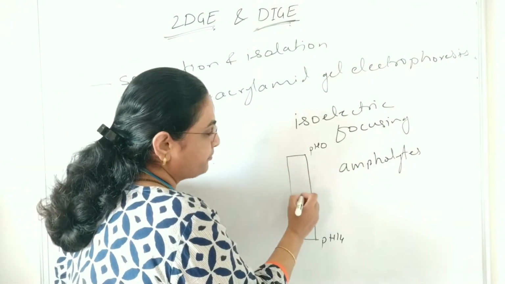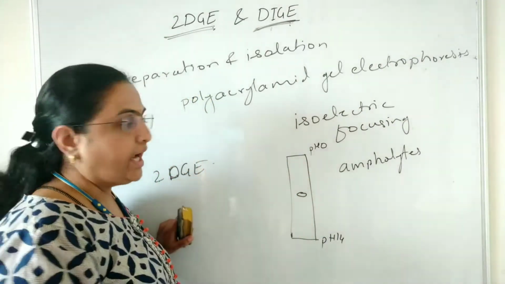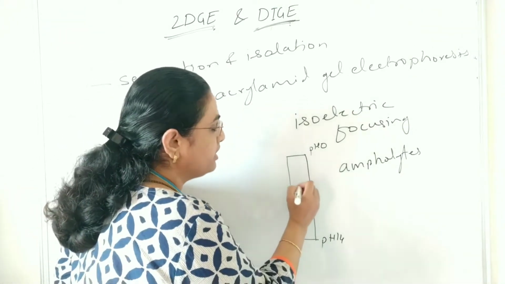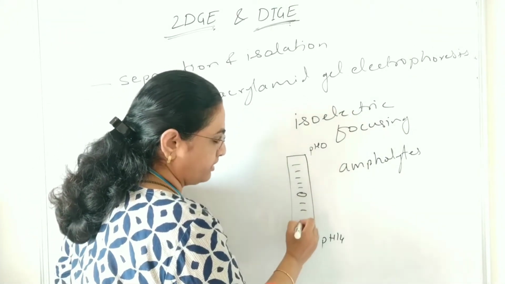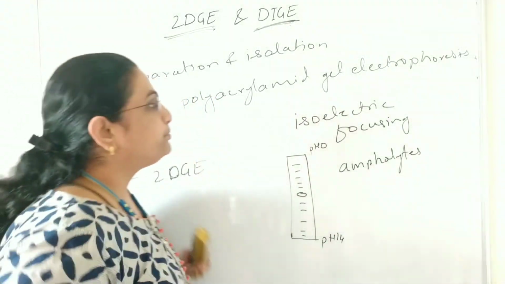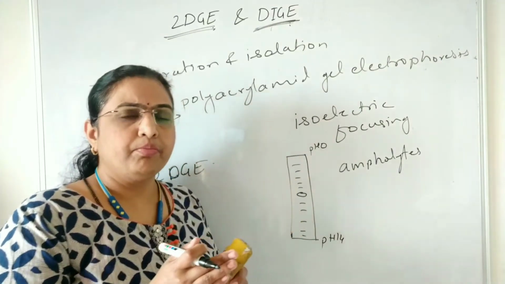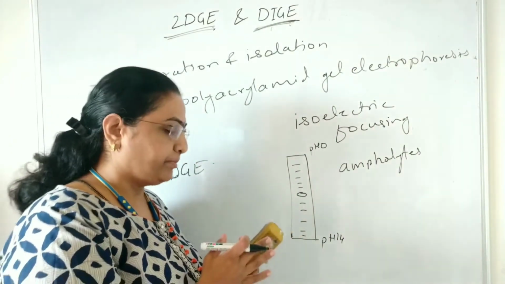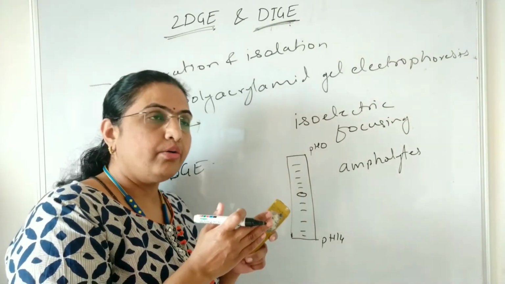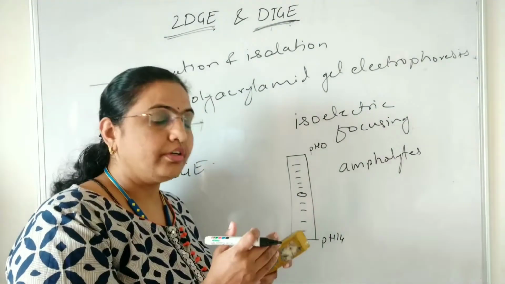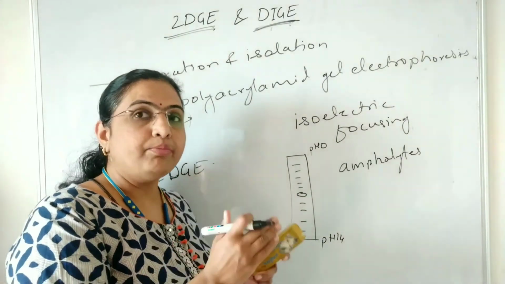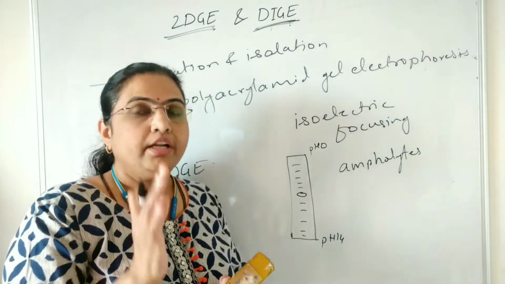Now the protein is loaded, and the electric current is applied, allowing the protein sample to run. So the proteins will run. Now in isoelectric focusing, what is going to happen? The proteins are going to reach a region where the pI value is the same as that of the protein, and that protein is now going to be retained.